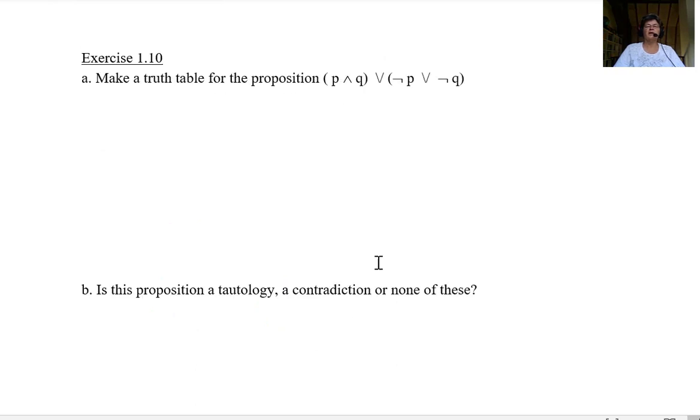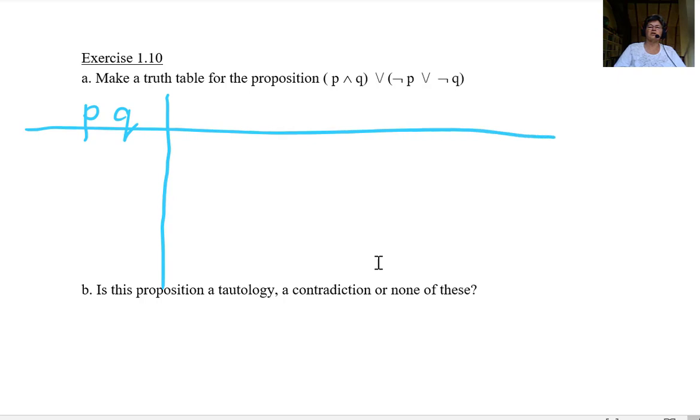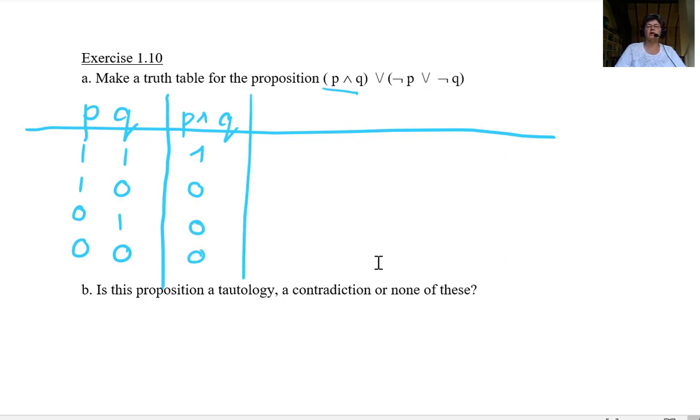That's it. Then let's look at exercise 1.10. Make a truth table. They've given us 2 propositions only, P and Q. So I need to make a truth table with 4 combinations. P: 1, 1, 0, 0. Q: 1, 0, 1, 0. Then the first one, let's do P and Q. That would give us 1, 0, 0, 0. Then the next one, not P or not Q. Let's first have a look at not P. That's 0, 0, 1, 1.